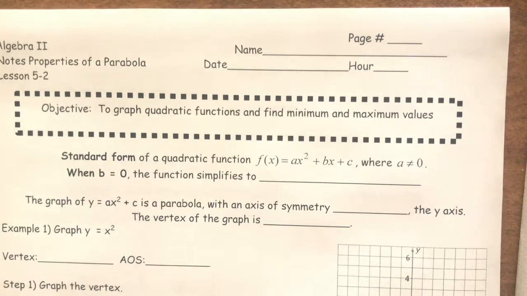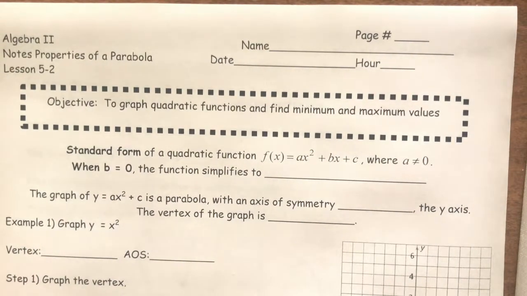Hi, Algebra 2. This is Mrs. Cowles, and today we're going to take a look at Properties of Parabolas, Lesson 5.2. Our objective today is to graph quadratic functions and find the minimum and maximum values.